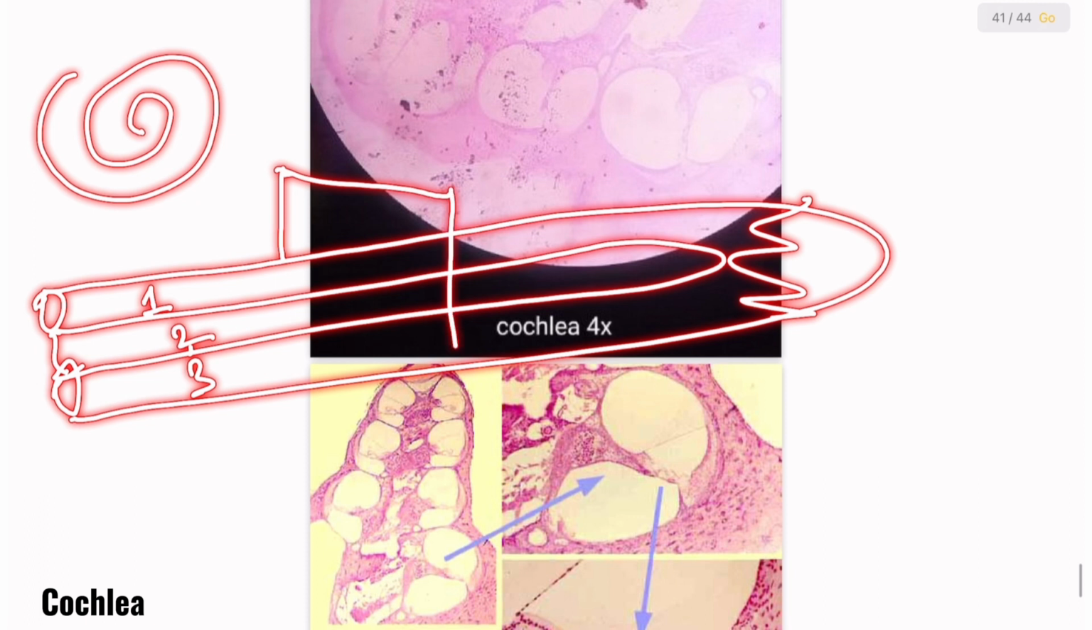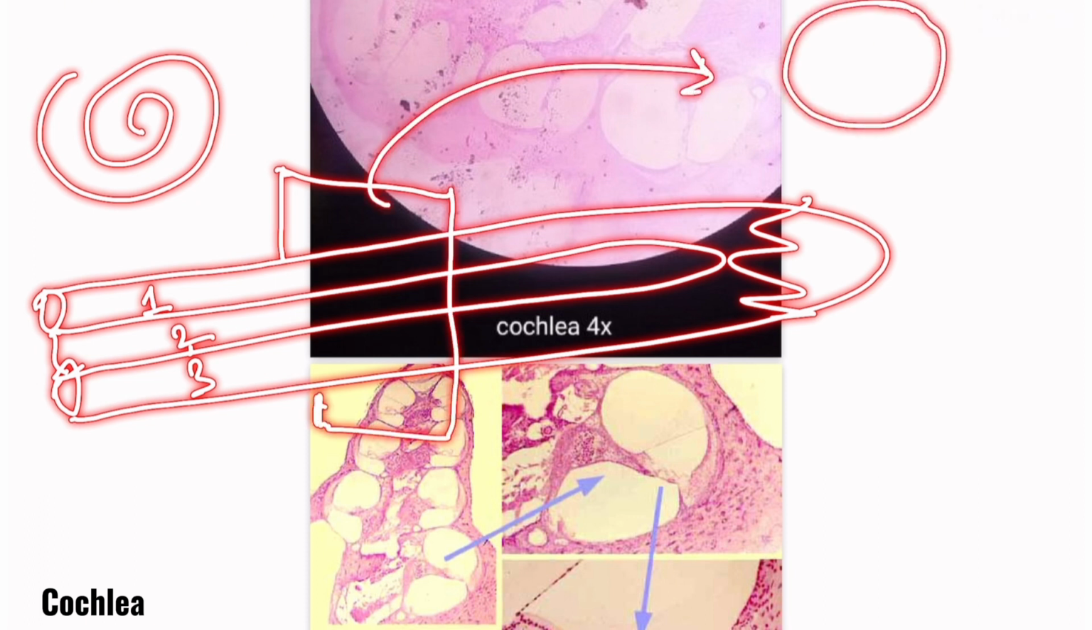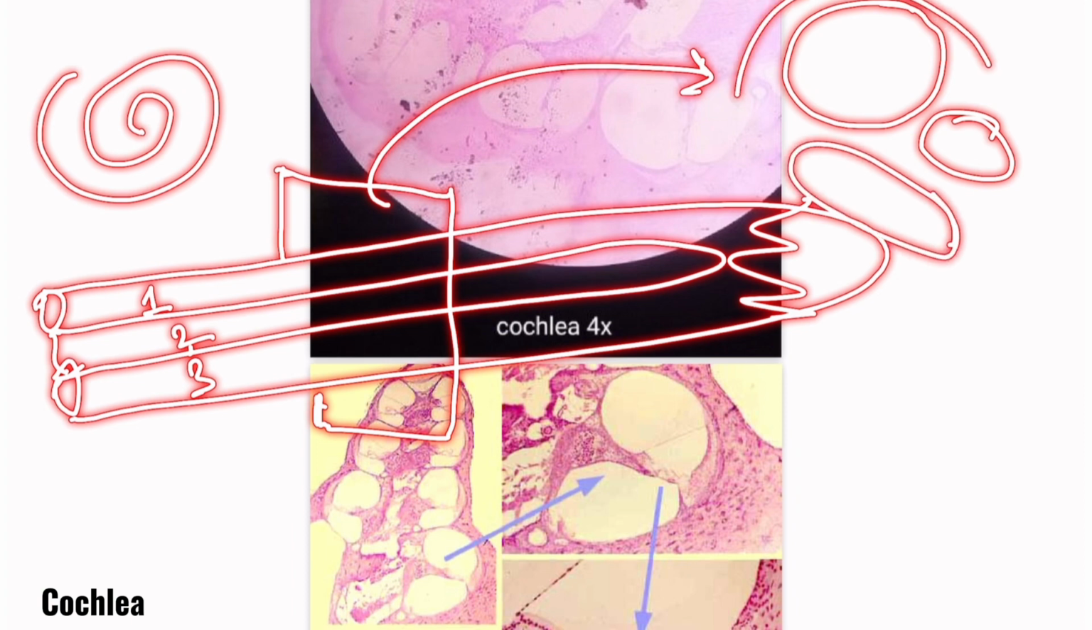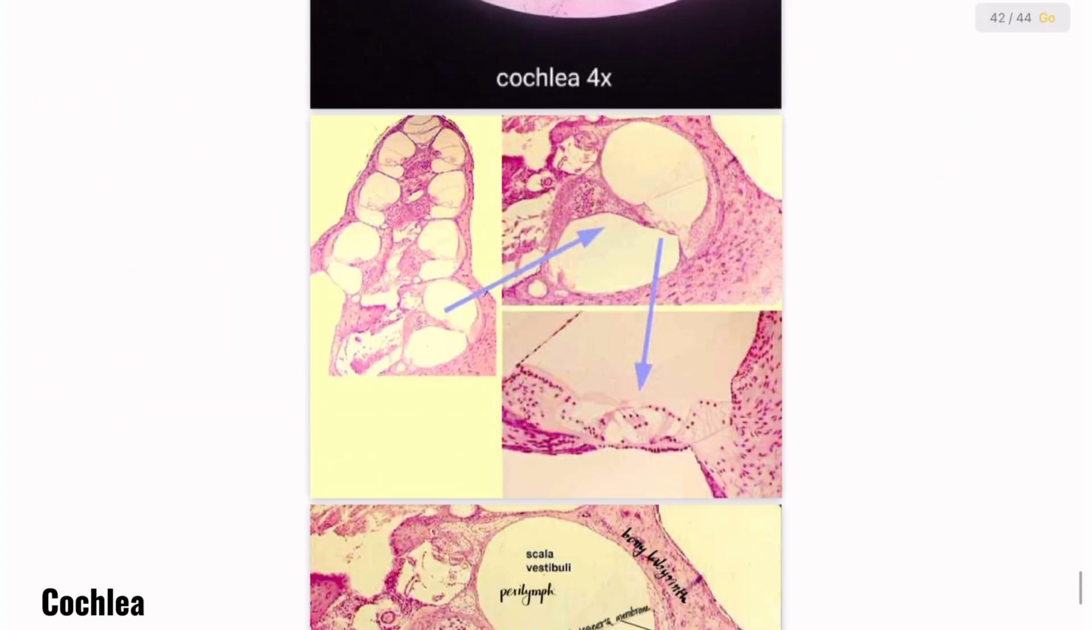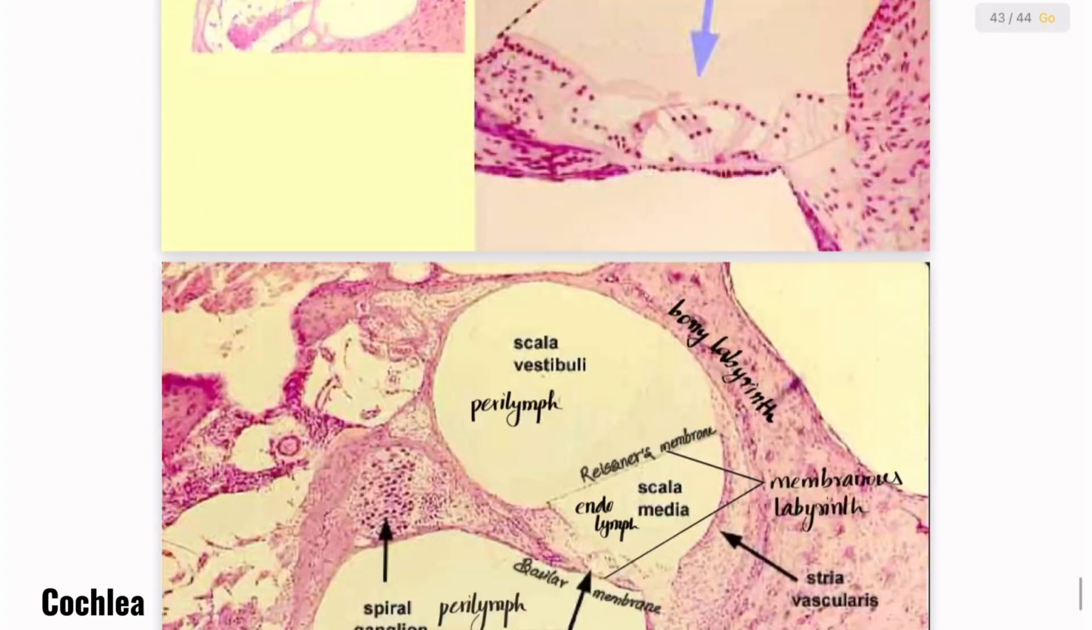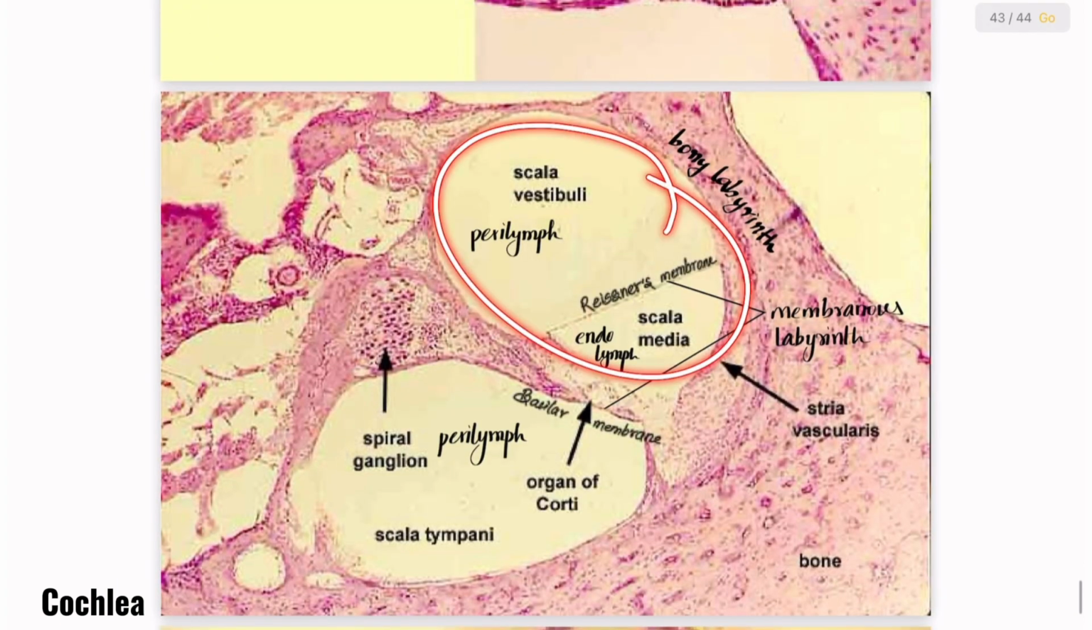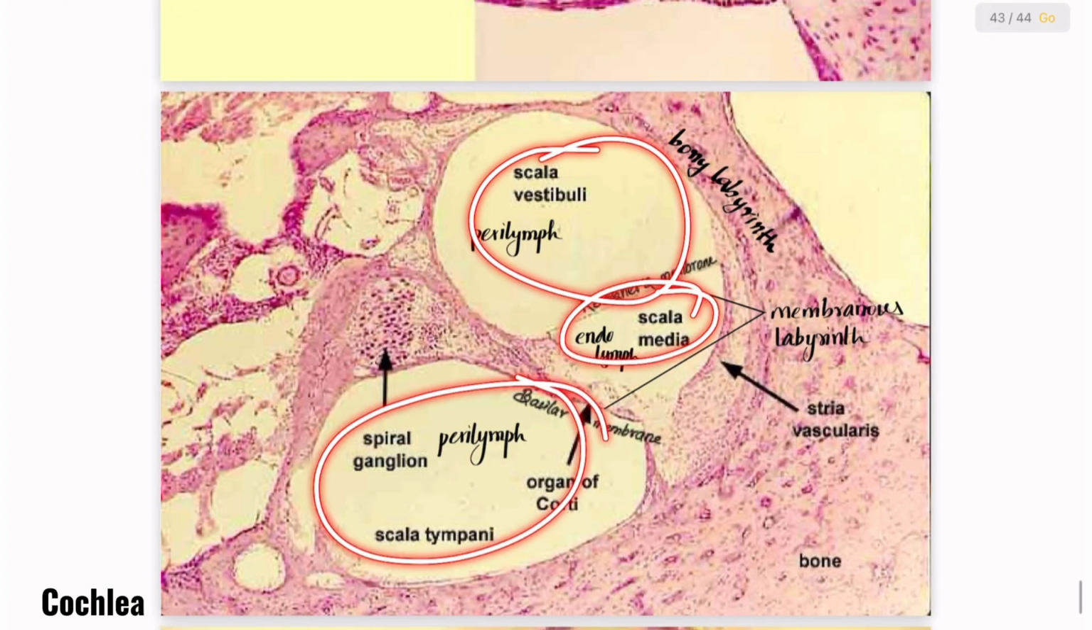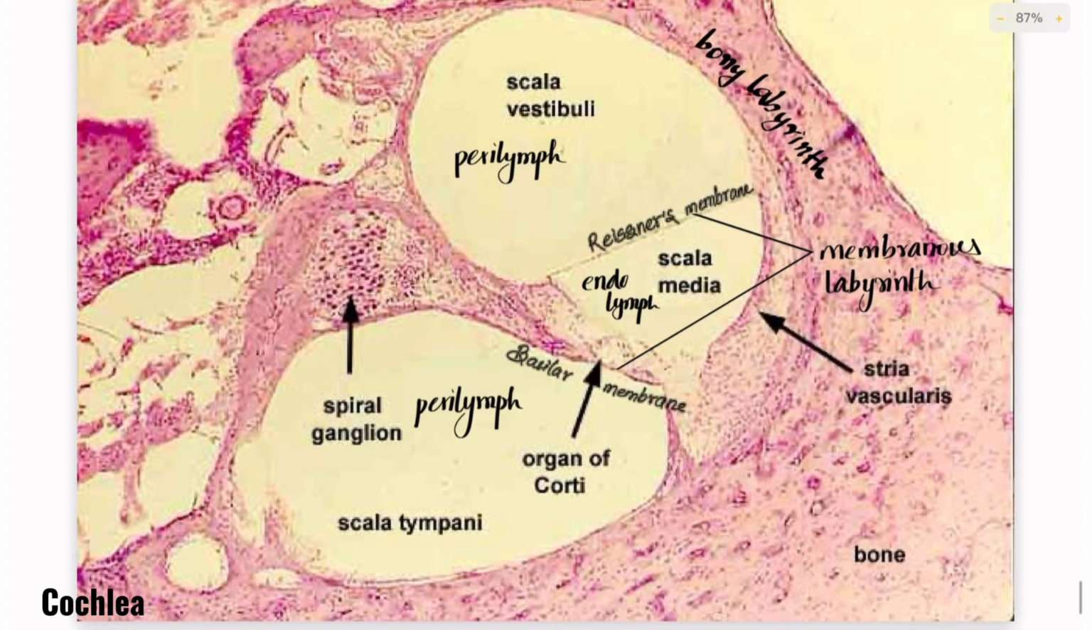When I take a transverse section of these 3 channels from the front, this is what it looks like. Channel 1, channel 2, channel 3 present in a group. That's exactly what you can see under the microscope. You can see channel 1, channel 2, and channel 3. So what are the channels? There's your scala vestibuli, scala media, and scala tympani.